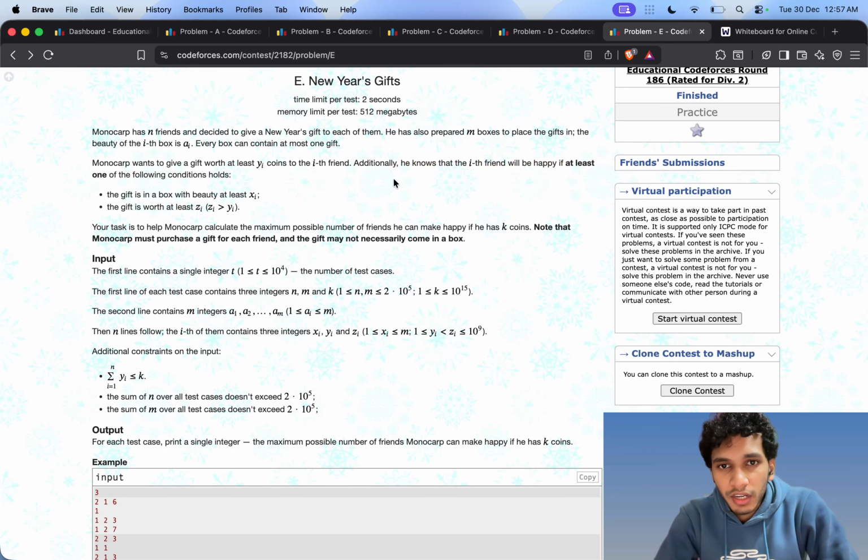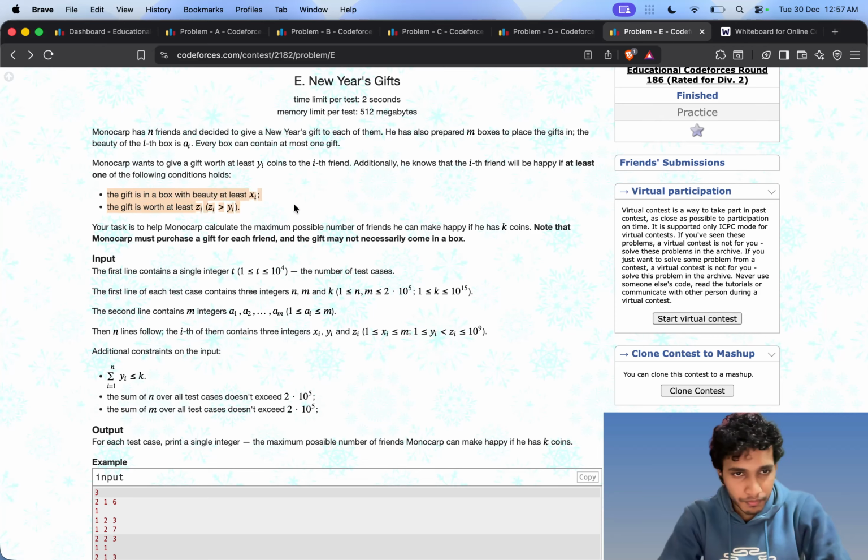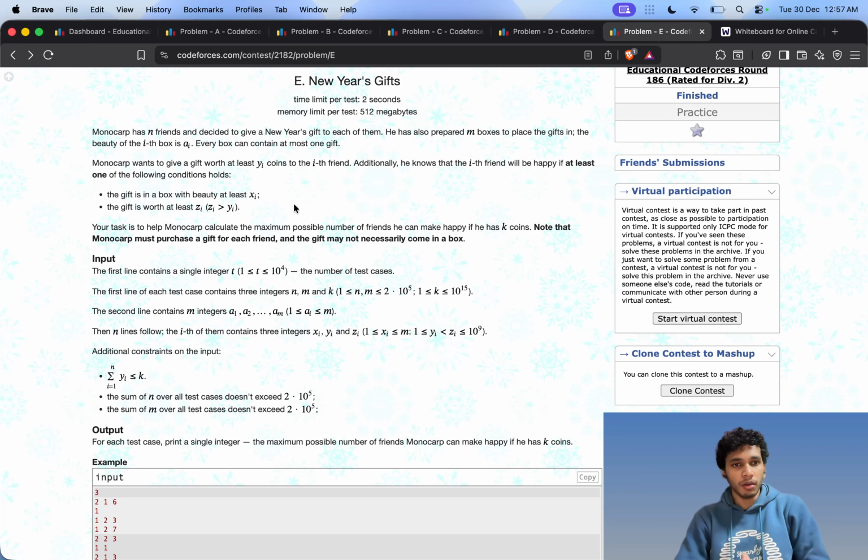Additionally, he knows that the ith friend will be happy if at least one of the following conditions holds. The gift is in a box with beauty at least xi. The gift is worth at least zi.